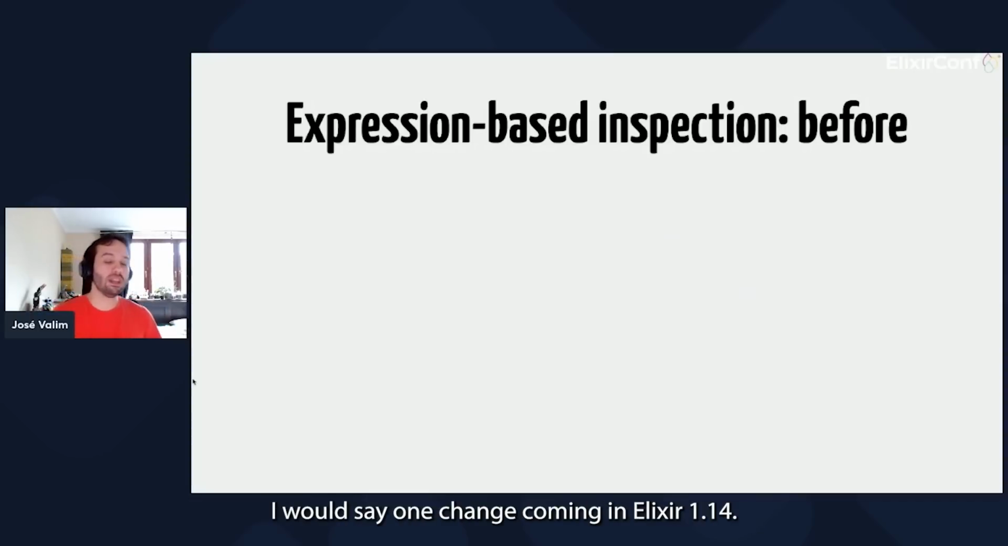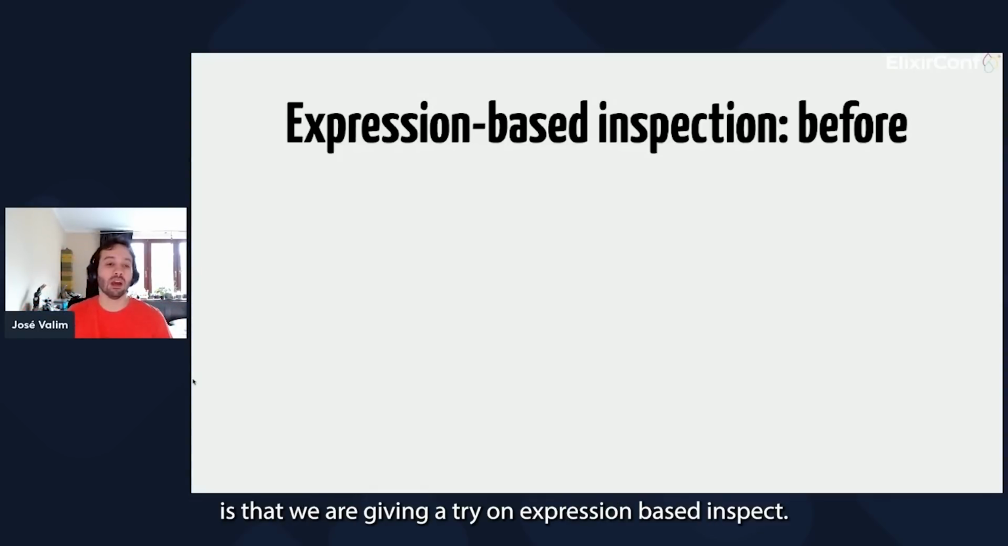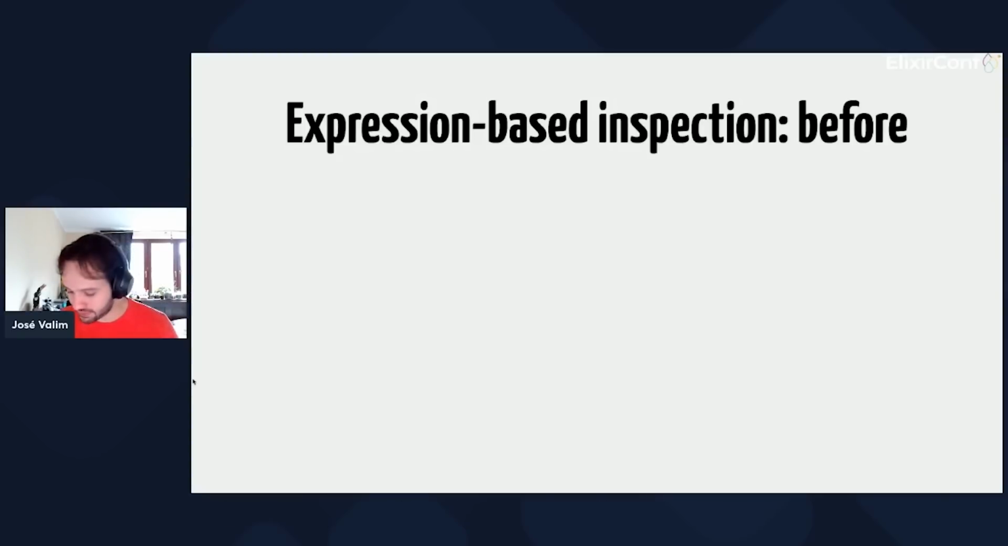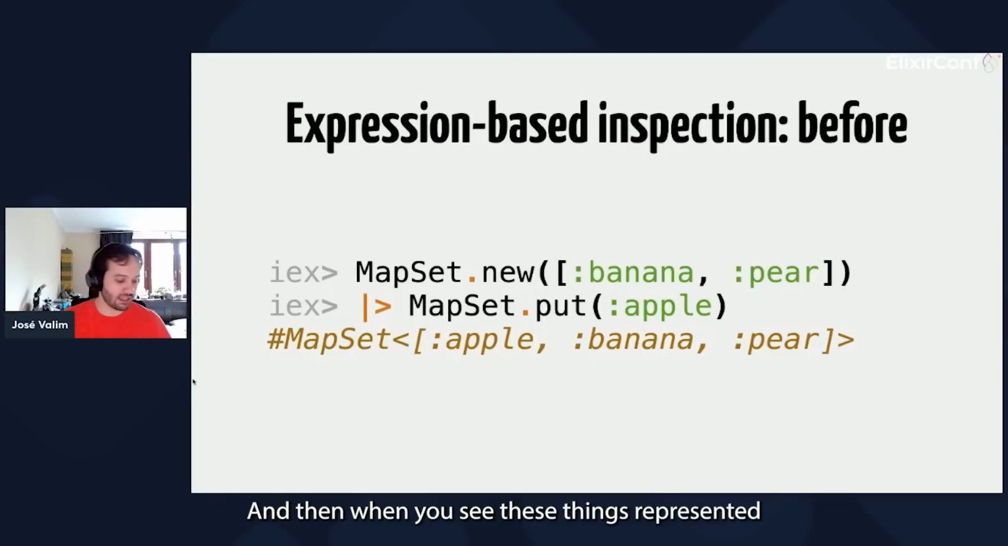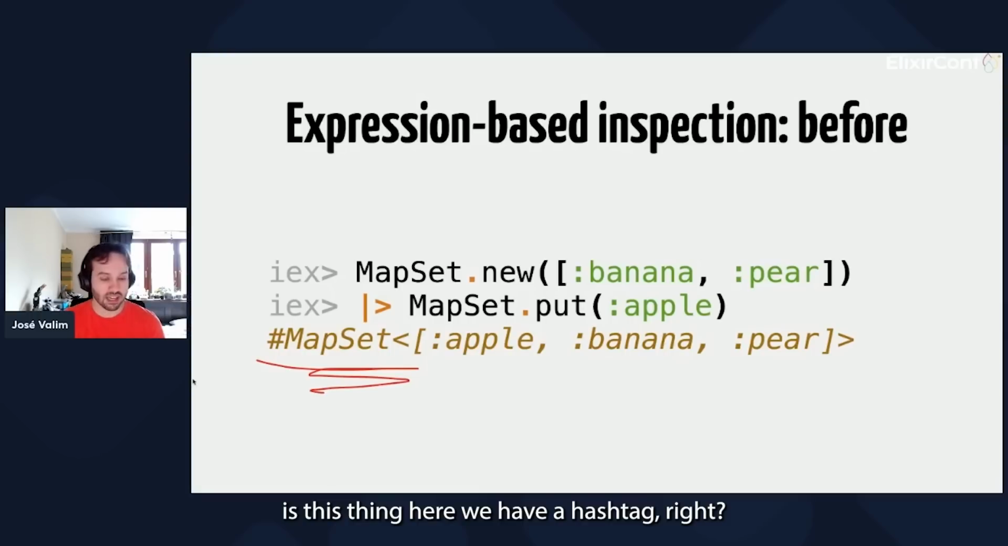I would say one change coming in Elixir 1.14 is that we are giving a try on expression-based inspects. So what are we trying here? Imagine that we have MapSet, which is a set data structure that we have in Elixir. And then you create a set with fruits, and then you put apple. And when you see these things represented in your terminal, what we're going to see is this thing here with a hashtag, right?